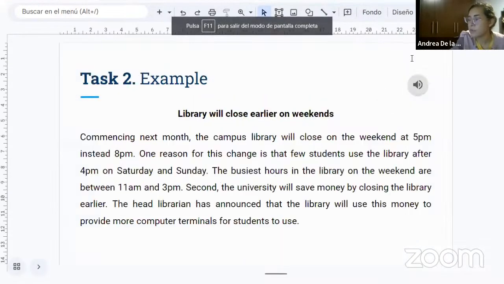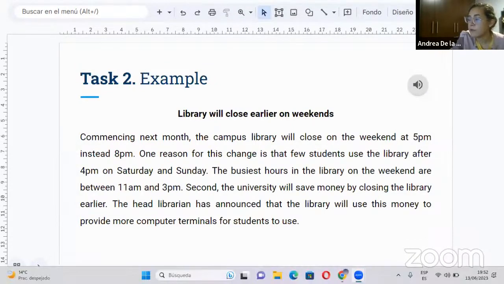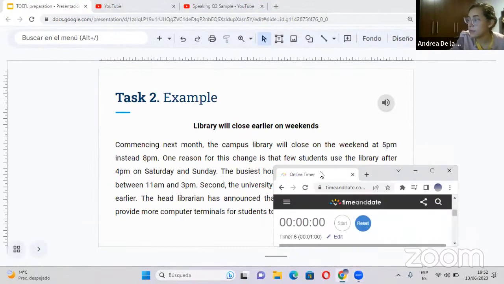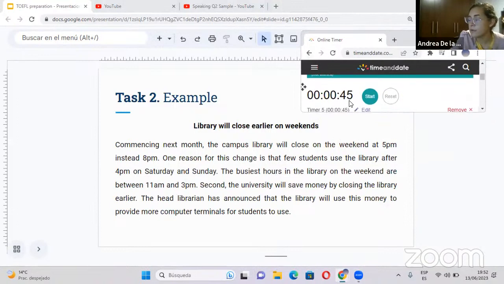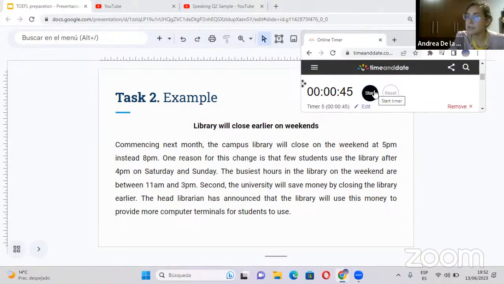Okay, guys, so we will be working on this other example. Remember that you have 45 seconds to read the text, right? So here you will have the timer, and it will be counting down your 45 seconds. Please begin reading the text now.